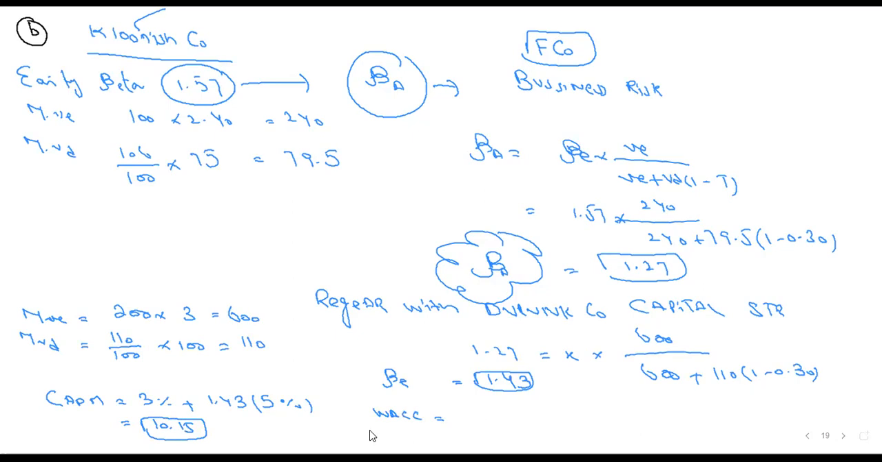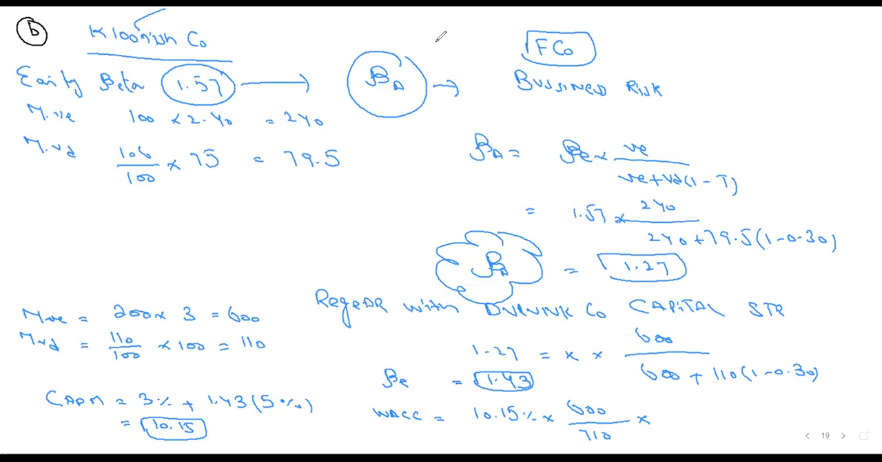Now, in the WACC, there's again one calculation. Cost of equity is 10.15%. Value of equity is how much? Tell me. 600? Yes, sir. Total 710.